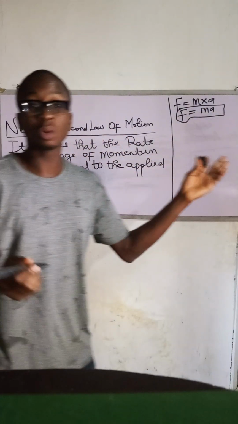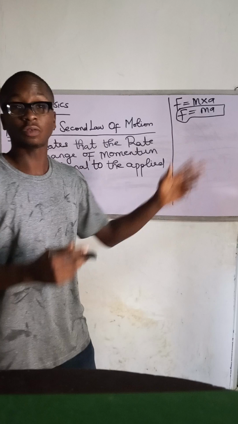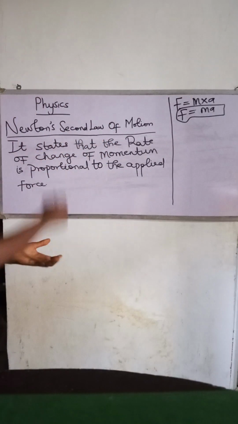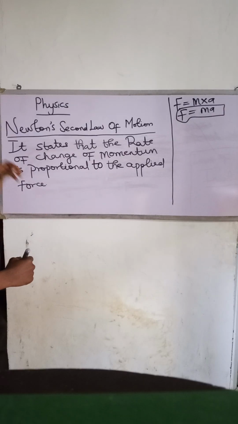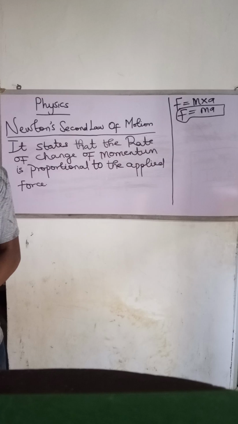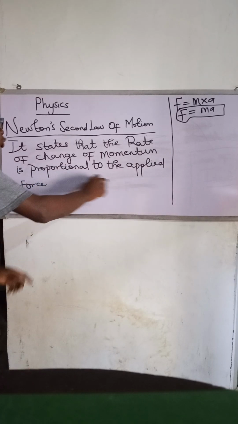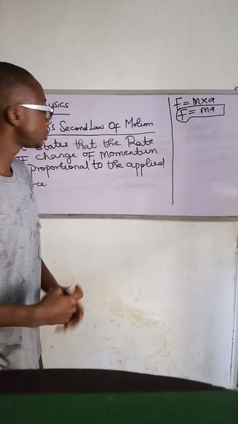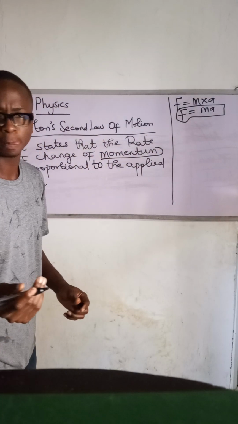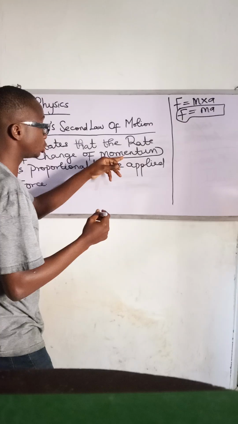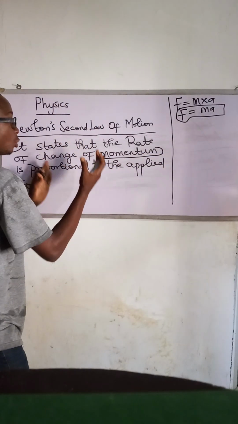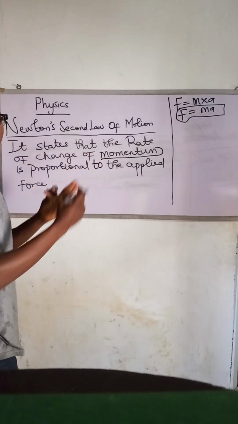In fact, we use this formula if we are asked to calculate force when given mass and acceleration. But in this class, we're talking about Newton's second law of motion. It states that the rate of change of momentum is proportional to the applied force. What does that mean? You've seen this word here, momentum. What is momentum? First, I'll explain what momentum is, then we'll derive the formula for this second law of motion.